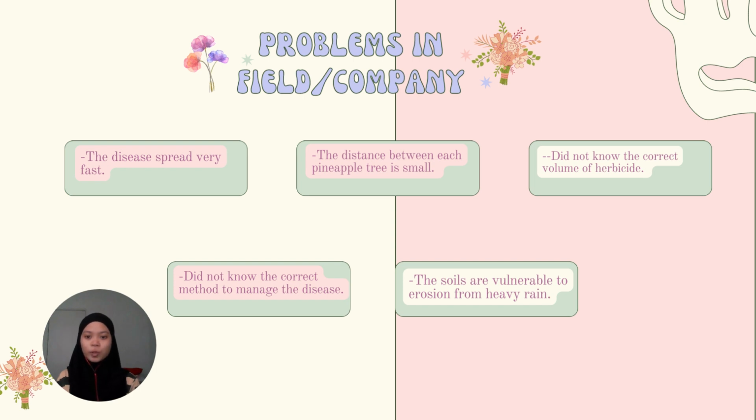Fourth, we did not know the correct method to manage the disease. Last but not least, the soil is vulnerable to erosion from heavy rain. As a result, the herbicide sprayed on the plants will not be fully effective.